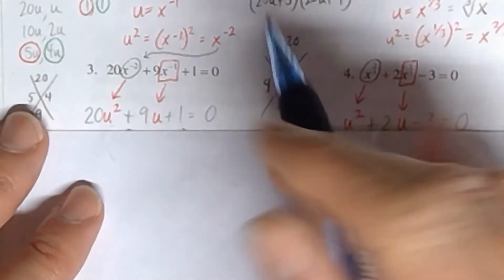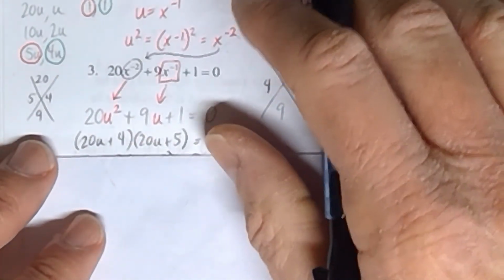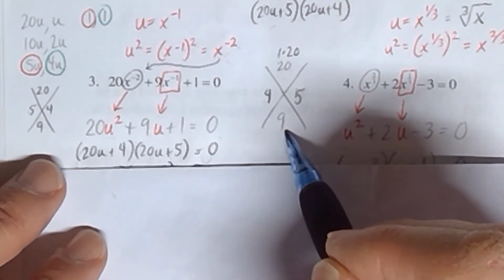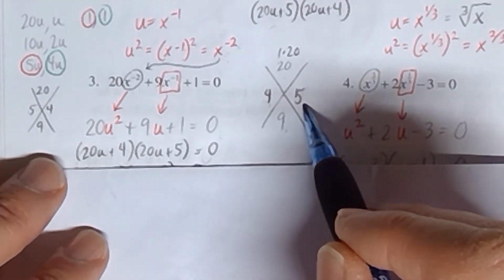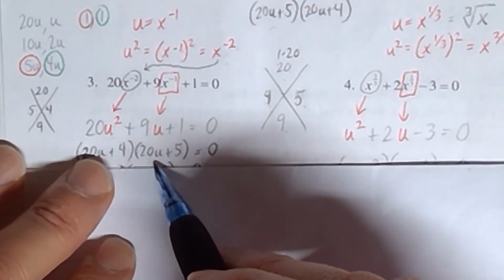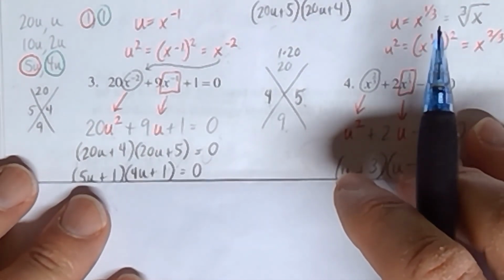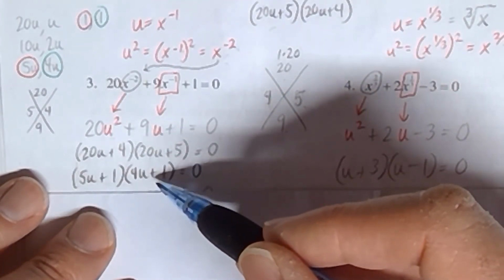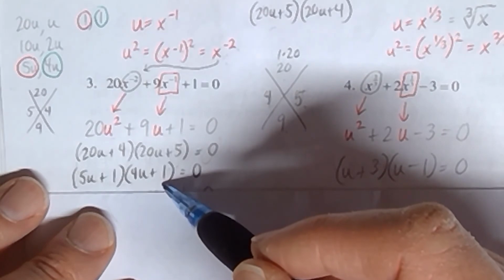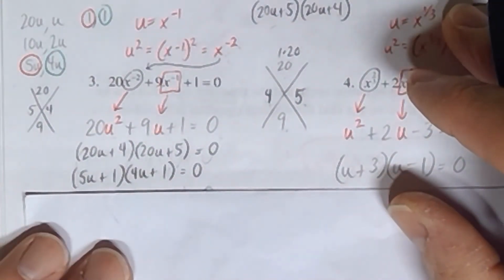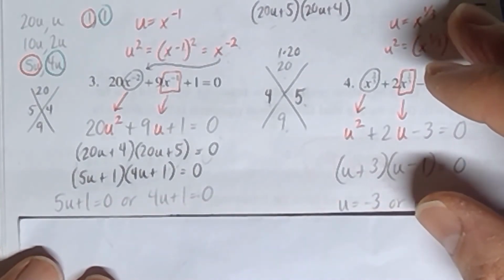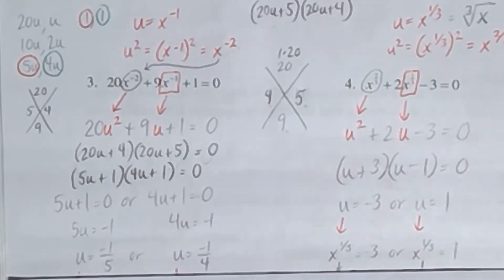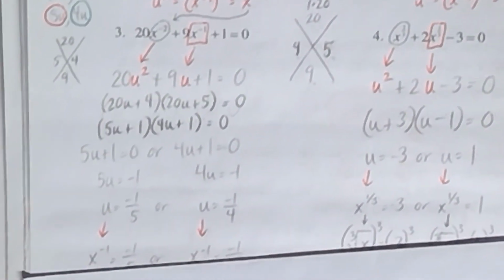And so we then solve that doing the Berry method. I know that 1 times 20 is 20. The two numbers have to add up to 9, so 4 and 5 will work, won't they? So I put those in there with the 20u and the 20u. I got to do the last step of the Berry method. Doing that, factoring a 4 out of the first bracket and a 5 out of the second bracket, I get these two brackets as a result. So now I'm done factoring. I set both of those factors equal to 0. I then get these two answers right here, negative 1/5 and negative 1/4.